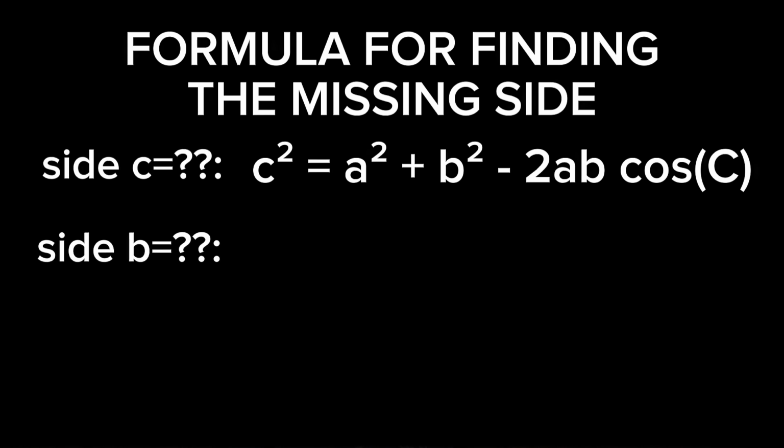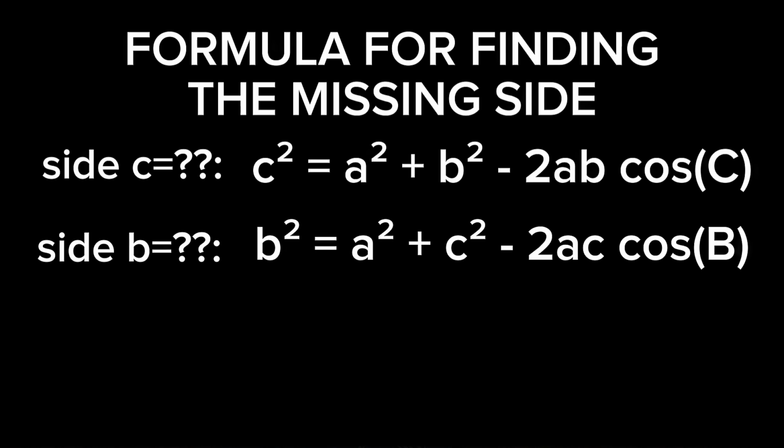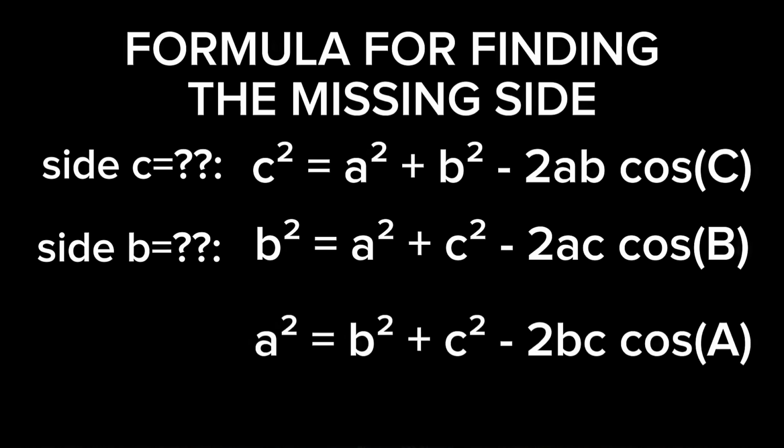If side b is missing, it can be arranged to b squared is equal to a squared plus c squared minus 2ac cosine b. And a squared is equal to b squared plus c squared minus 2bc cosine a if side a is the missing side. The formula is still the same even after switching around the order of sides.